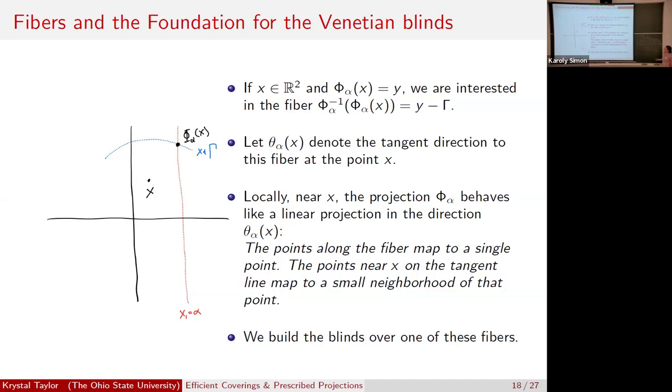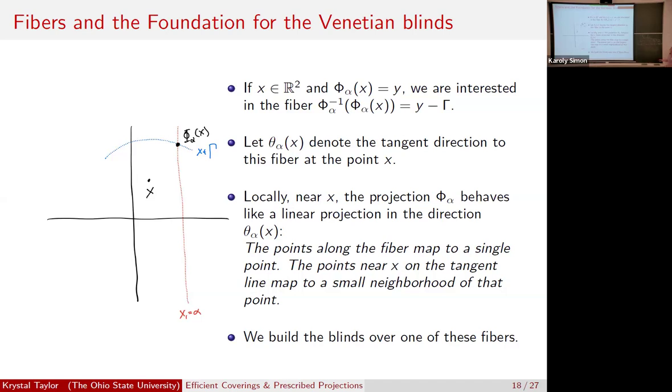Then near x, the projection phi alpha behaves like a linear projection in this direction. Okay, so we're going to have this correspondence between the alphas and these tangent directions. And we want this to be a one-to-one correspondence. So we have that C1 with non-vanishing, with strictly monotone derivative.